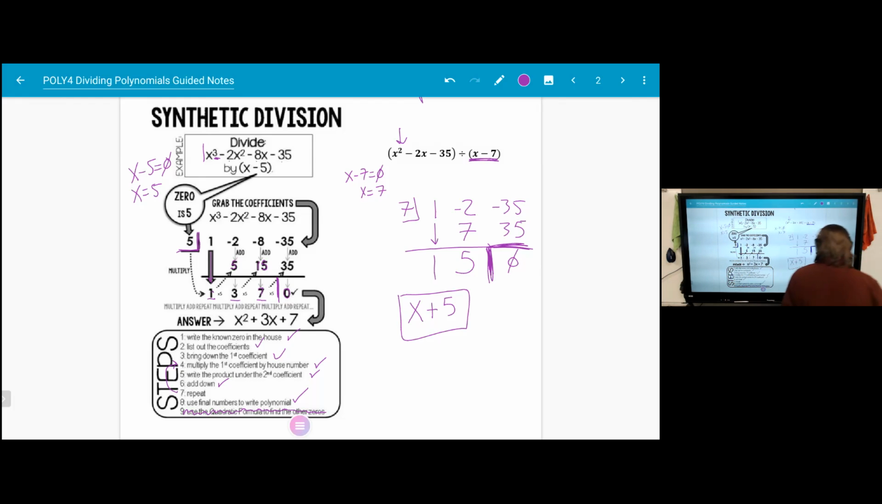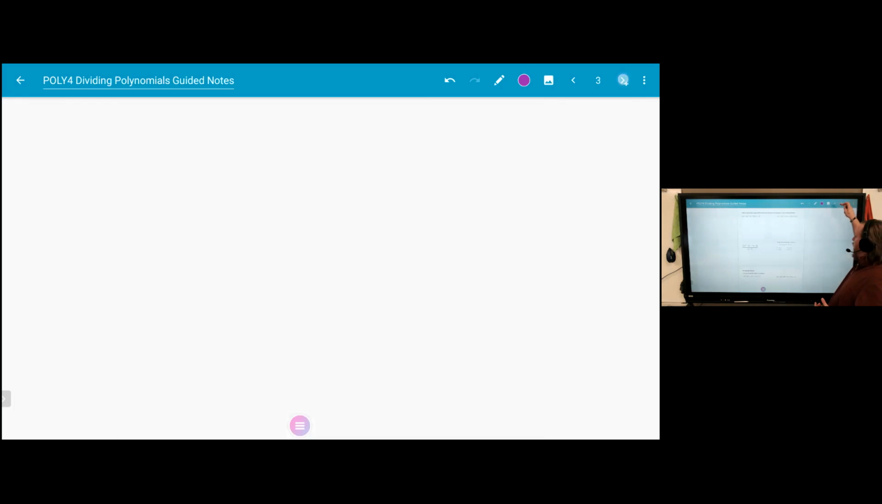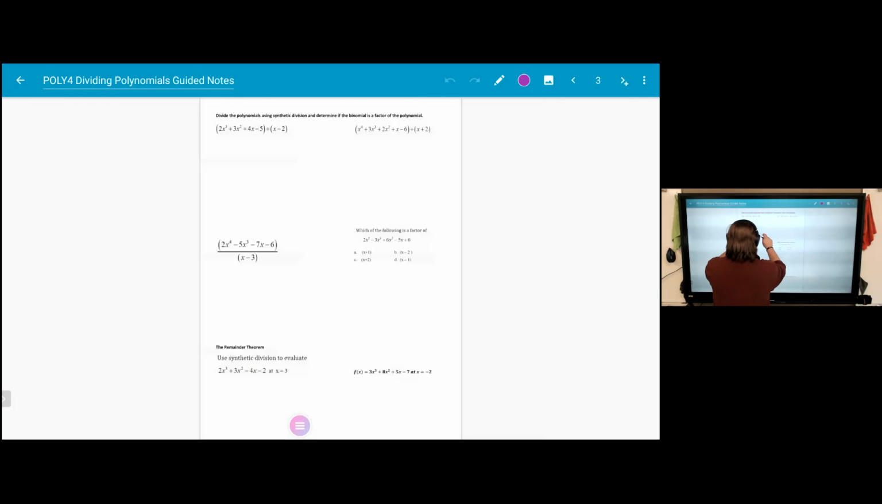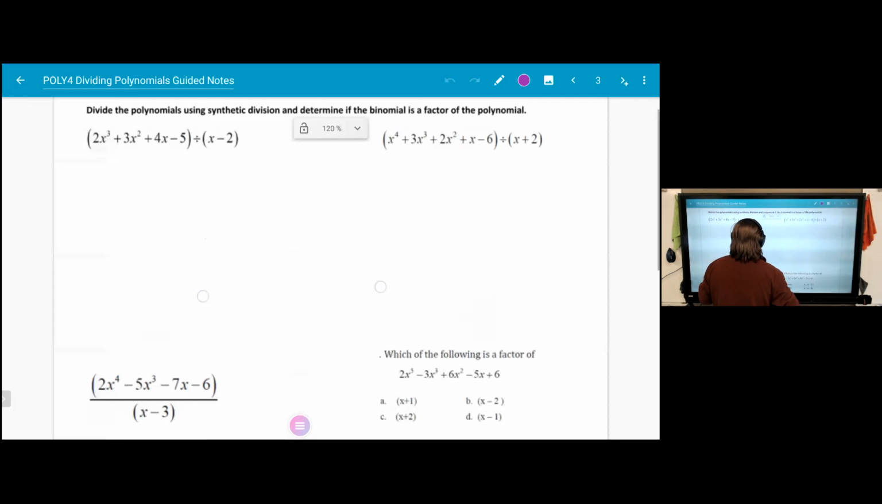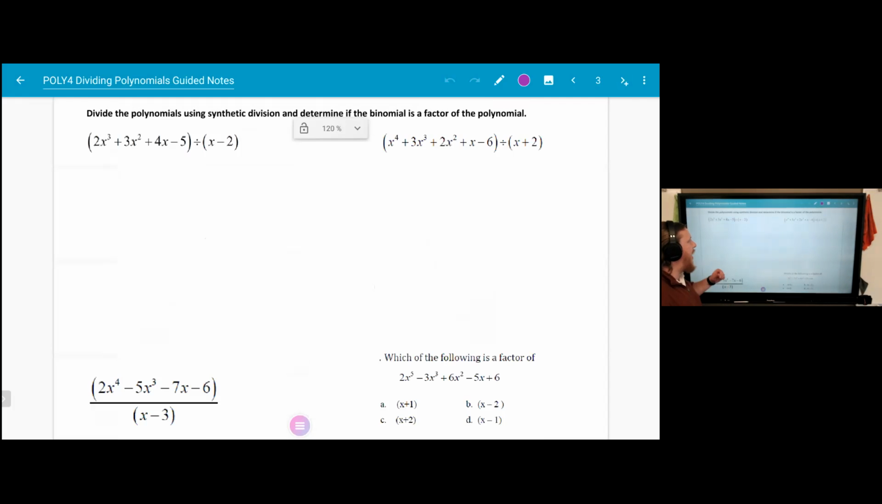All right, the same thing still holds. Because my remainder was 0, I do have a factor. Let's take a look at a couple things here. It says divide the polynomials using synthetic division and determine if the binomial is a factor of the polynomial. That's a lot, but that's okay. It's just saying divide, and if that remainder is 0, it's a factor. That's all it's saying.